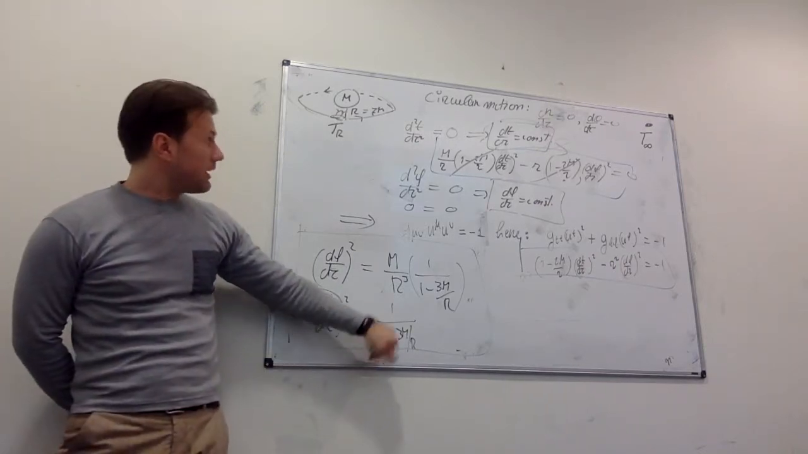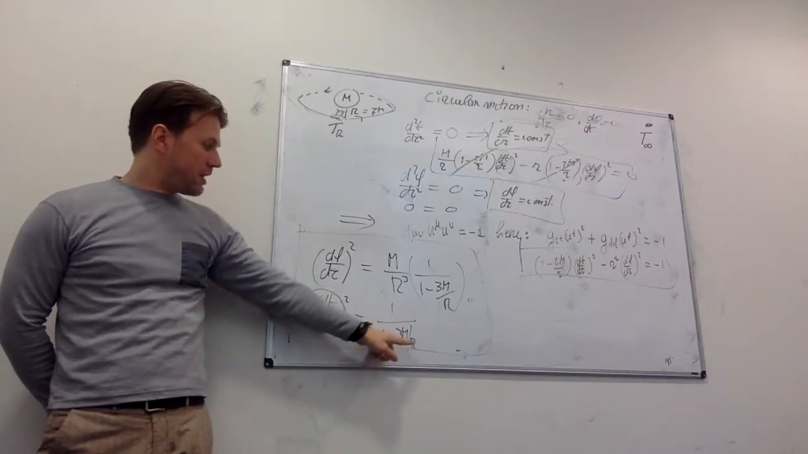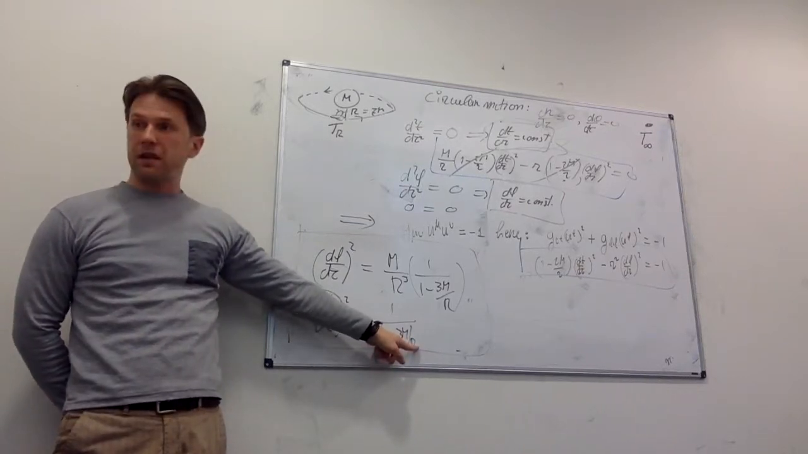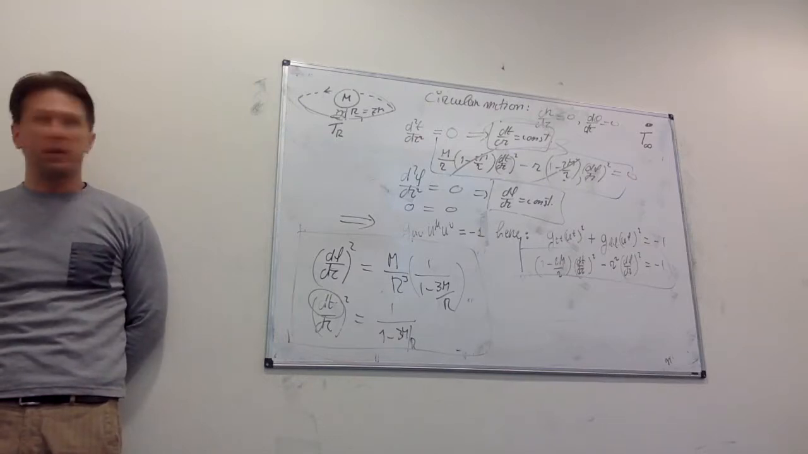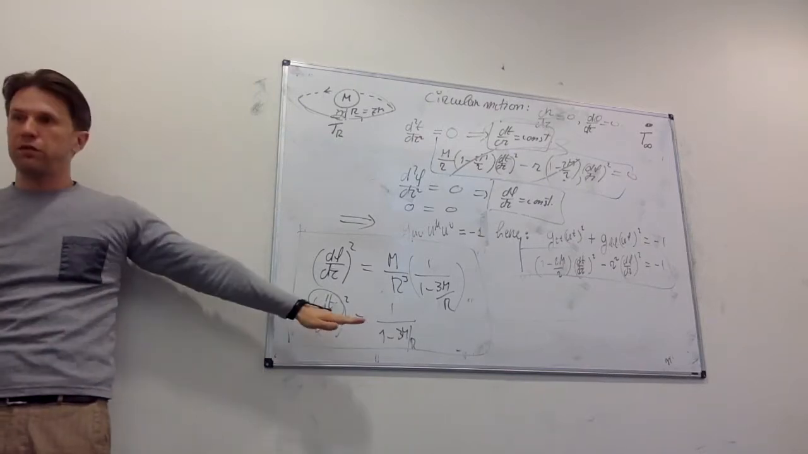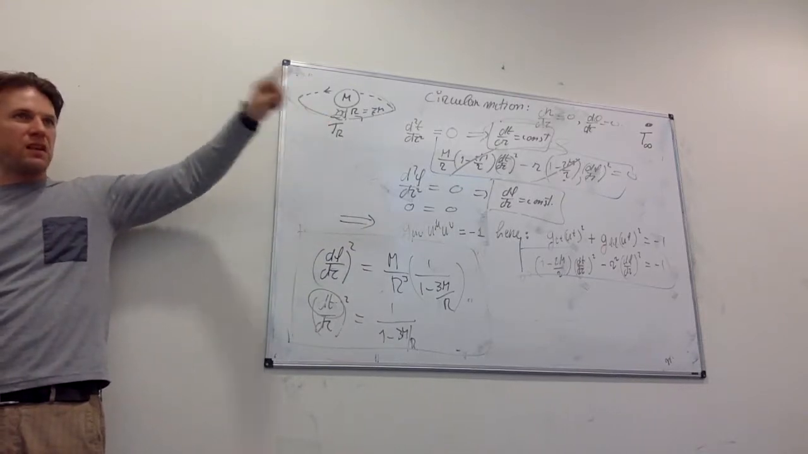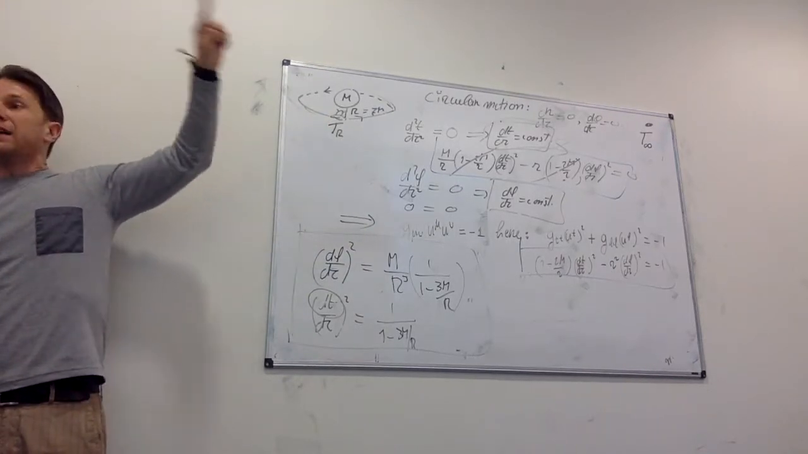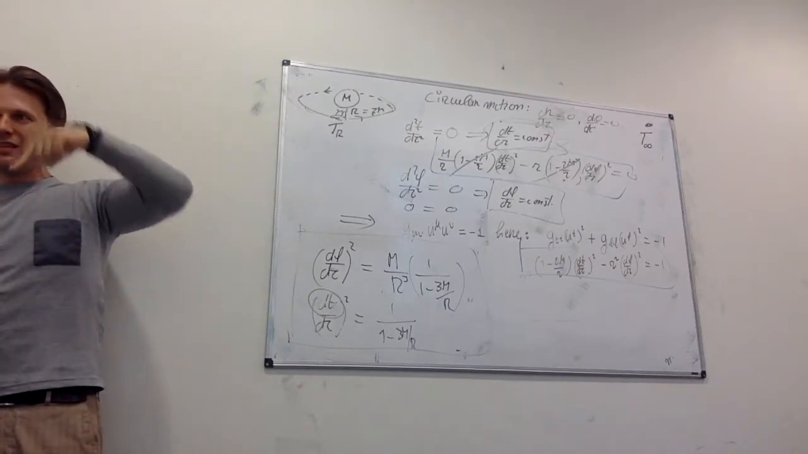In our example here, I haven't used the 7M part. But if you put here 7M, you get 3M over 7M. 1 minus 3 sevenths, that's about 1 half. It's about a factor of 2. So if you're in this orbit, the people in the spaceship age twice as slow as the people at infinity.